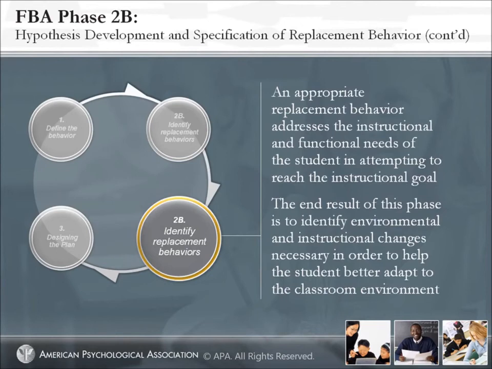Ultimately, the end result of this phase is to identify environmental and instructional changes needed to help the student better adapt to the classroom environment. Can you think of any other replacement behaviors that you have heard of or have actually used?